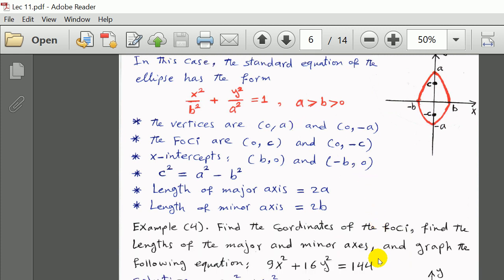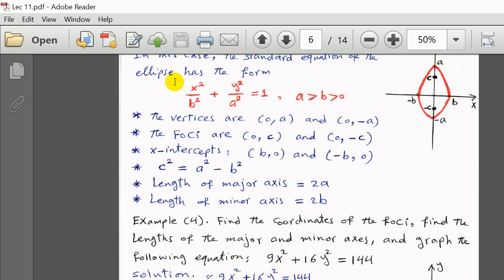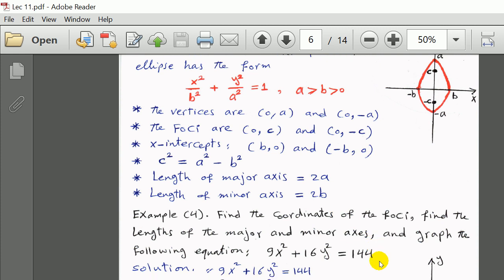Also, we have these features: the vertices are (0, a) and (0, minus a) in the second case, because the major axis is along the y-axis, and the foci are (0, c) and (0, minus c). Also, we have two x-intercepts, (b, 0) and (minus b, 0), because the minor axis is along the x-axis. Also, the relation between a, b and c is still the same. In the second case, c squared equals a squared minus b squared.